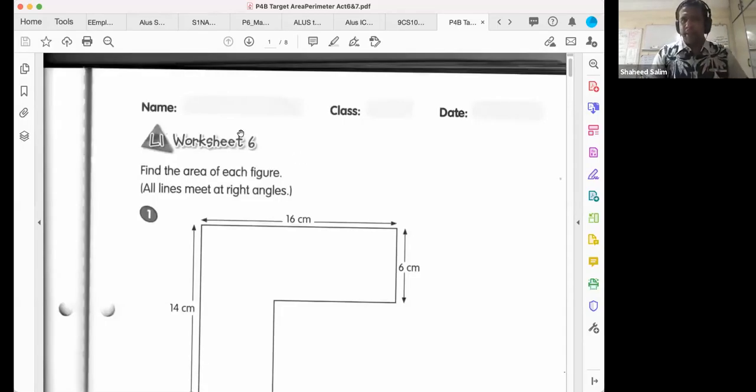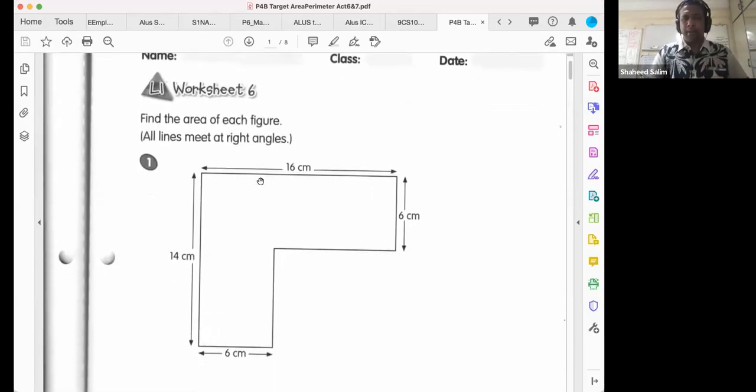Okay, we're gonna revise area and perimeter. Can you find what the area of this figure is?